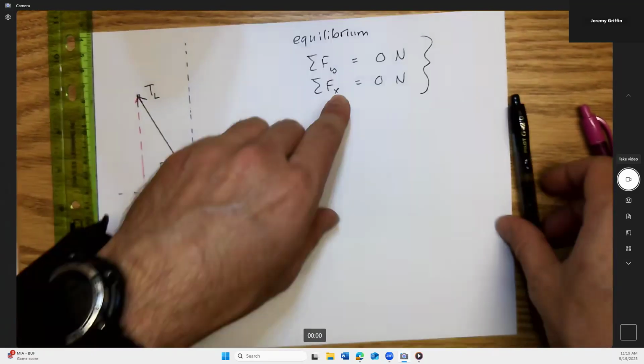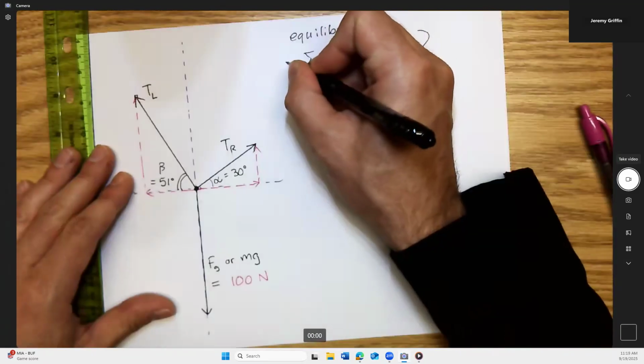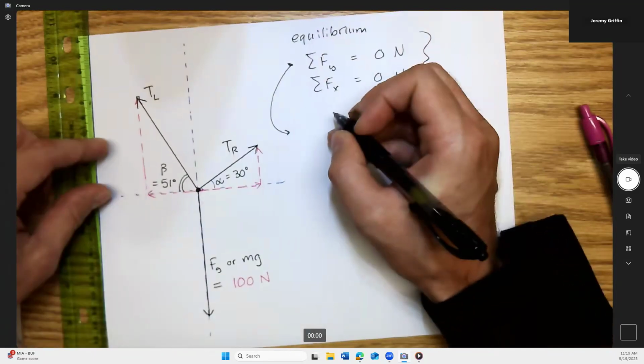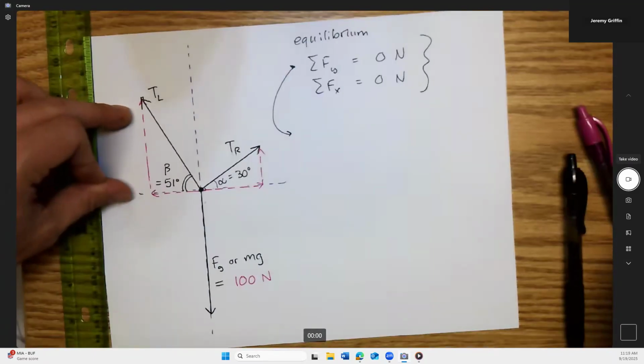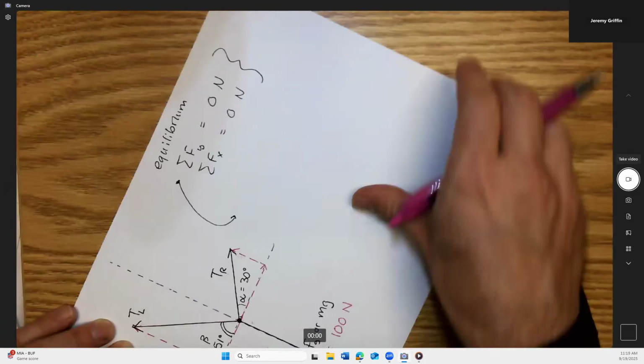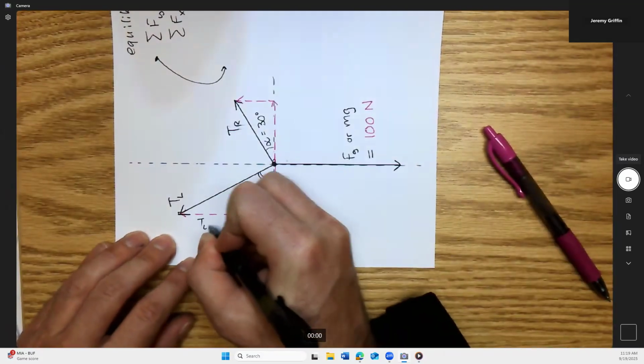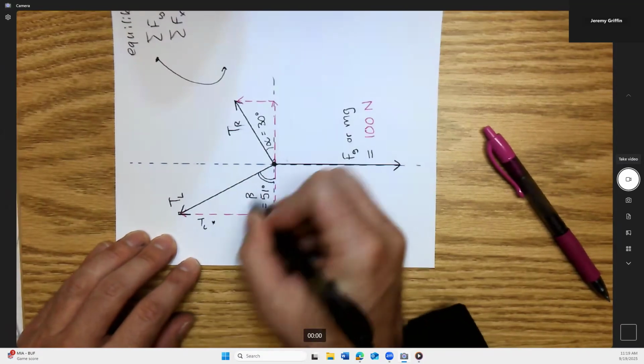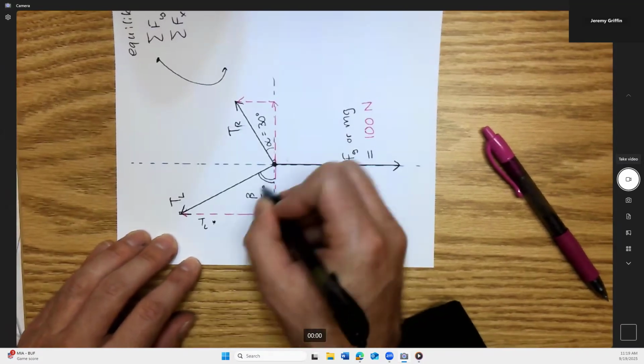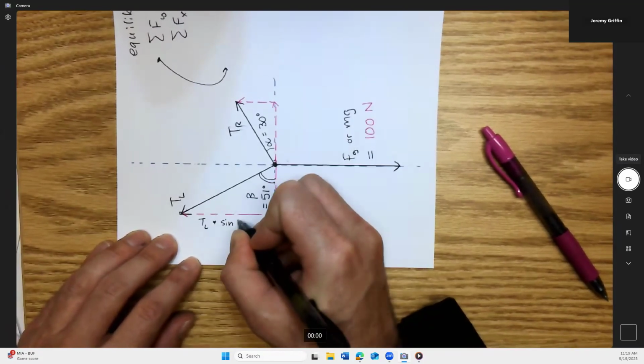Okay. So let's set up the system right here. So take this condition. I'm gonna go. Oh, whoops! I didn't write this yet. So let's fill in these. So over here, can I call this tension left times what? Sine or cosine of 51 degrees? Sine, because it's opposite. So sine 51 degrees.